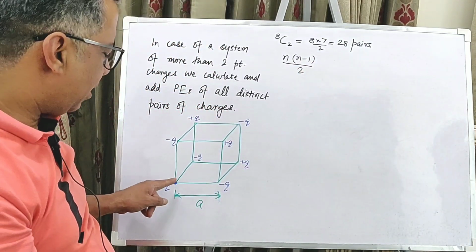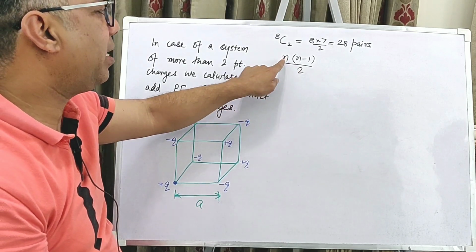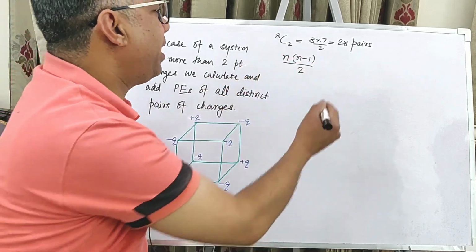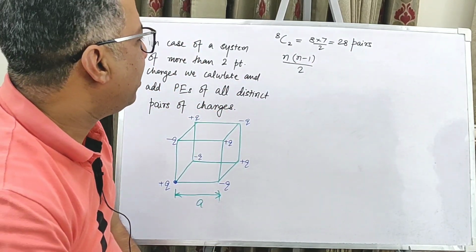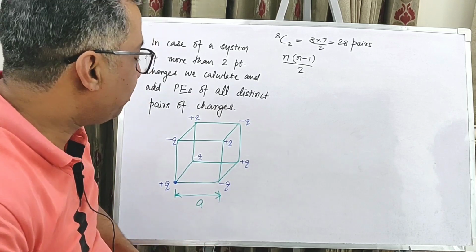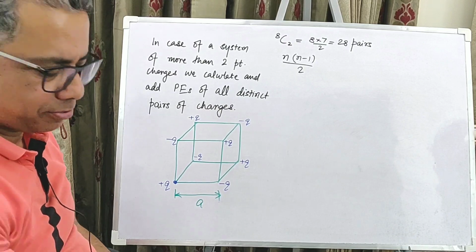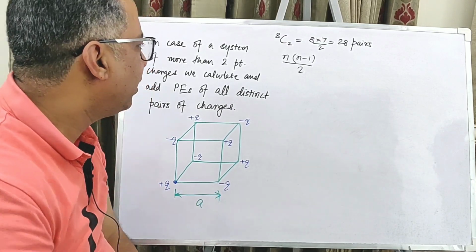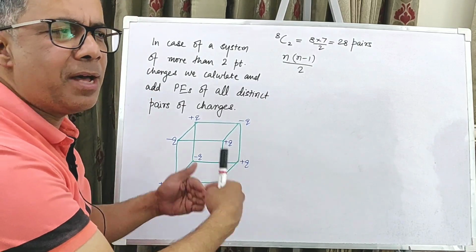Now here, the number of objects n is 8, and so you have 8 into 7 by 2. That's the number of pairs, which happens to be 28 over here. Now, since you have 28 pairs, you have your task cut out, right? But it's not that much of a problem because a lot of pairs are similar to other pairs.